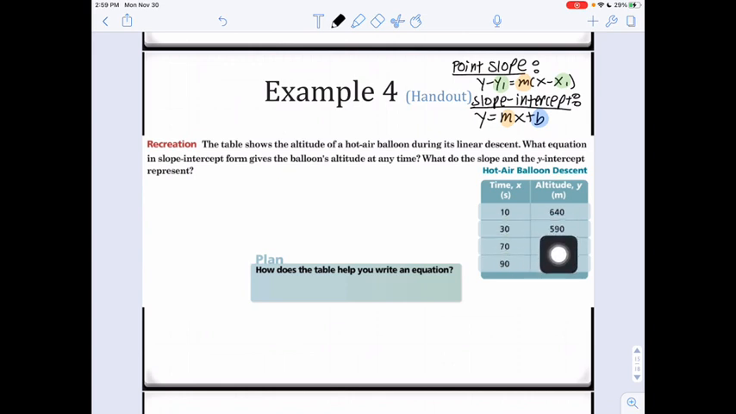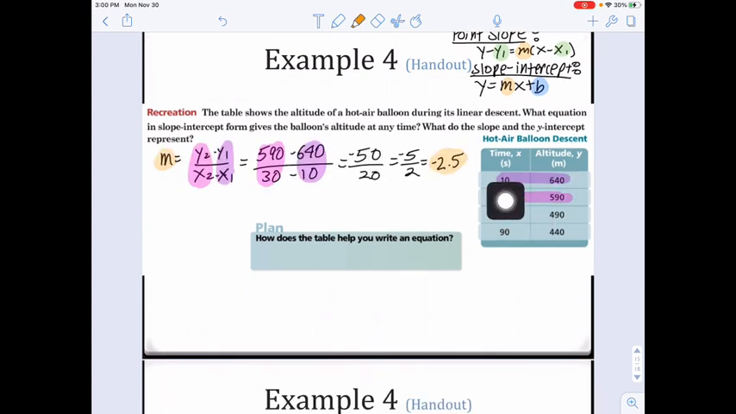Then at 30 seconds, it's at 590, at 70, 490, and at 90, it's at 440. We can choose any of these pairs of points to use to find our slope. So we might as well go ahead and use the first two. If we use 10 and 640 as x1, y1, and 30, 590 as x2, y2, we can plug this into the slope formula, y2 minus y1 over x2 minus x1, to get 590 minus 640 over 30 minus 10.